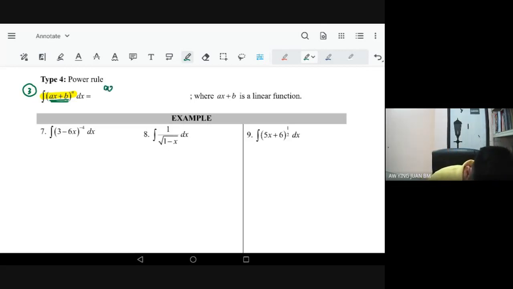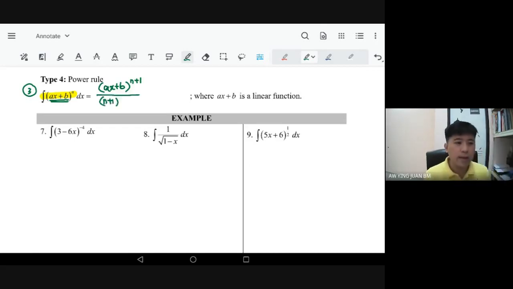Iaitu ax plus b to the power n plus 1, integrate ya. So over n plus 1. Take note. Internal function. Maksudnya bahagian ini kena differentiate. Differentiate ax plus b, you dapat a. Then ini integration kan, so a itu dia berada di bawah. And then finally plus with the c.